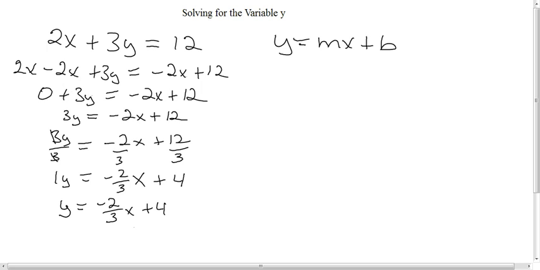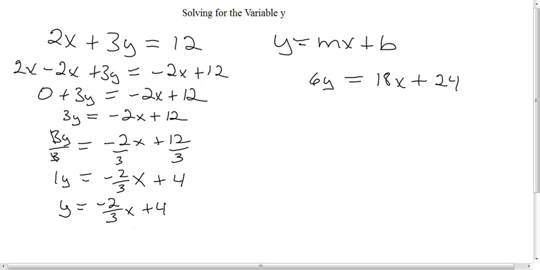Let's take a look at one more. Here we will go with, let's try 6y is equal to, make it interesting, 18x plus, let's say 24.